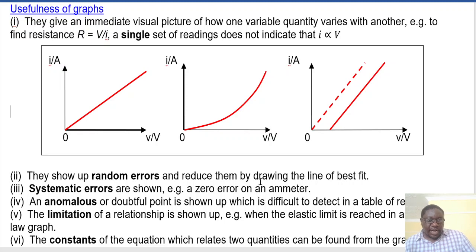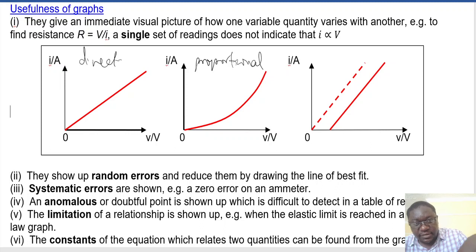Looking at these graphs that you see over here, this one shows direct proportionality between the two. So direct proportionality, and then this one just shows proportionality, which is not direct. And then this one also just shows proportionality.